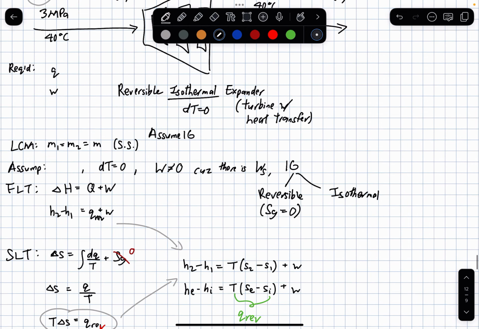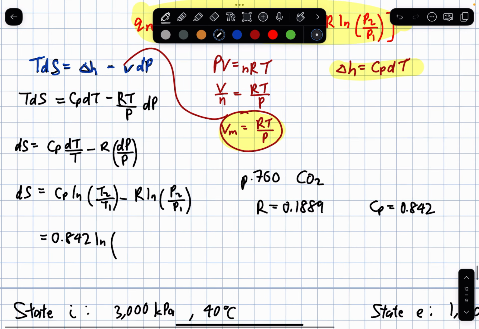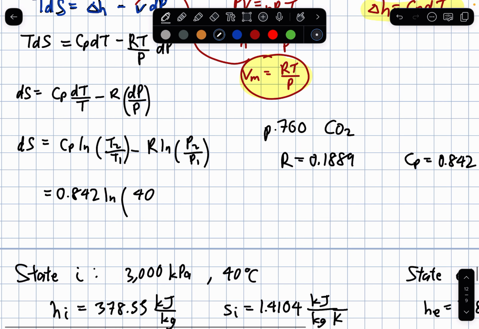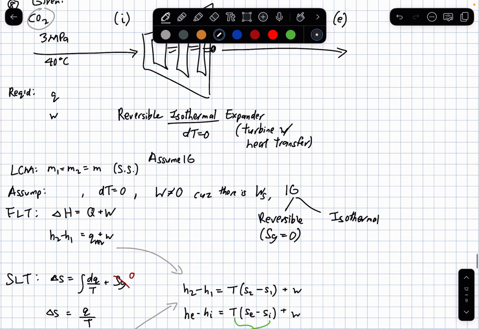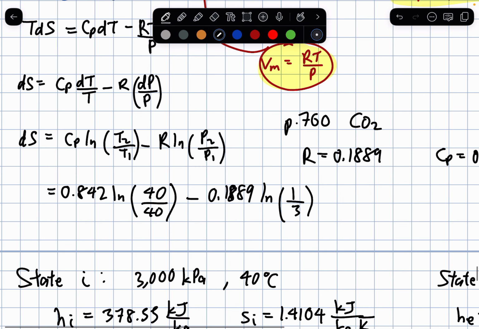Wait, do we know temperature and pressure? Yes, indeed, we do. Hold up. Temperature, isothermal, no? Isothermal process? Yeah, isothermal. So 40 over 40 minus R. R is 0.1889. Ln P2 over P1, one over three. I hope this works. 0.2075.